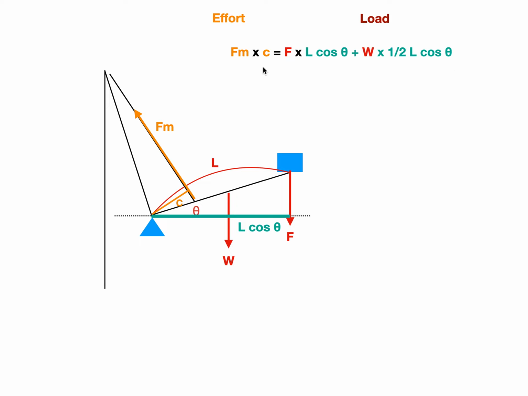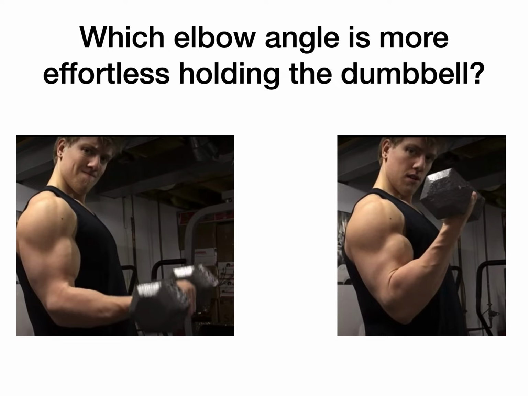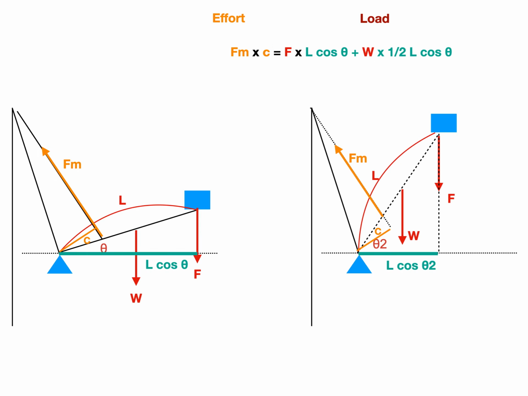All right, so by solving this equation, you can understand each component in the equation. So let's start from our first question. Which elbow angle is easiest to hold a dumbbell? In this case, on the left side, we are holding a dumbbell with the forearm more parallel to the ground. In this case, we raise our forearm a little bit to make it steeper. So from here to here, what changed?